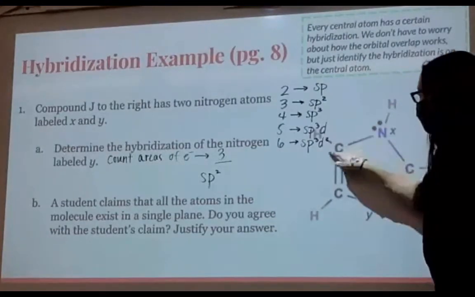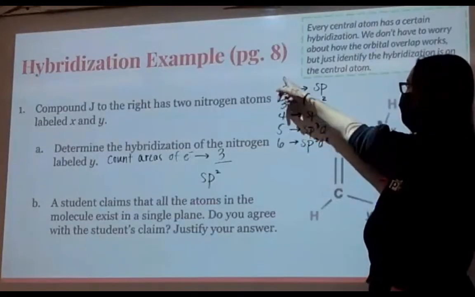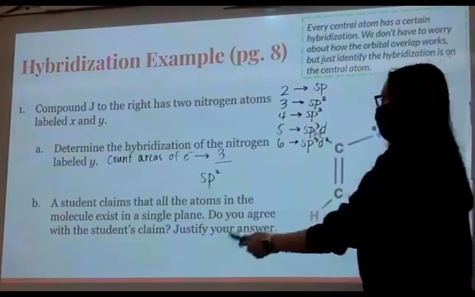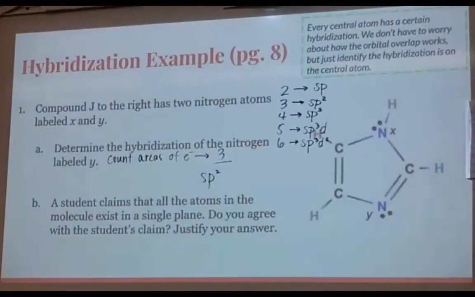This is all we have to know for hybridization: areas of electrons, what the hybridization is. That's all you have to do. So then B says, the student claims that all of the atoms in the molecule exist in a single plane. Do you agree with the student's claim?